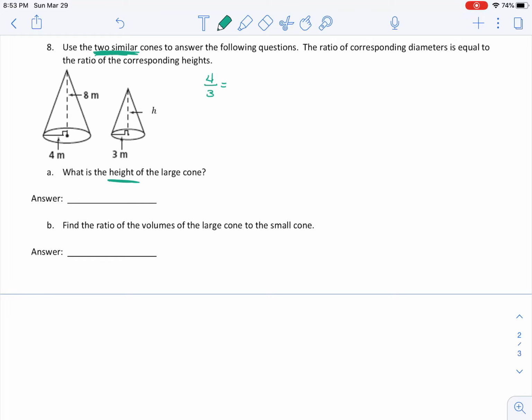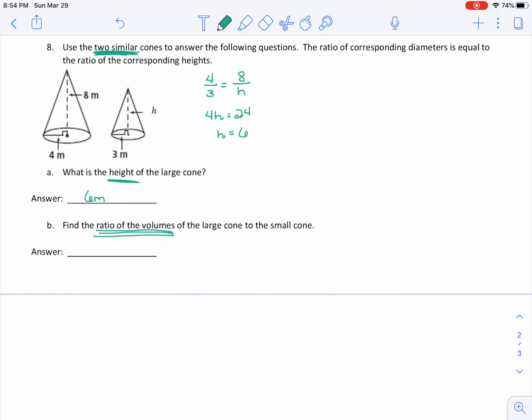So I know that the radius can be paired with the radius. I know the height can be paired with the height. So I can just cross multiply. So I can find that my missing height is 6 meters.